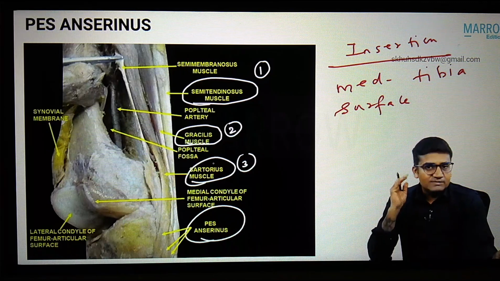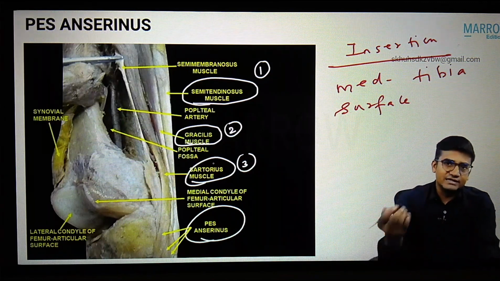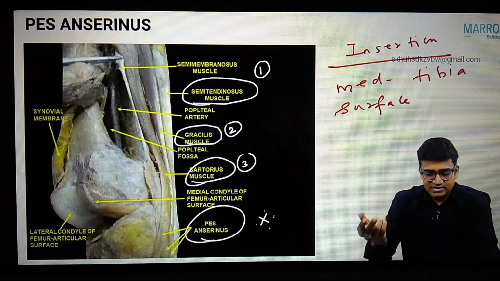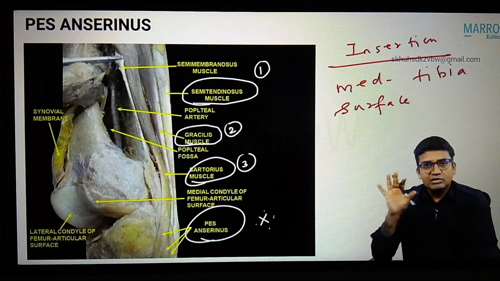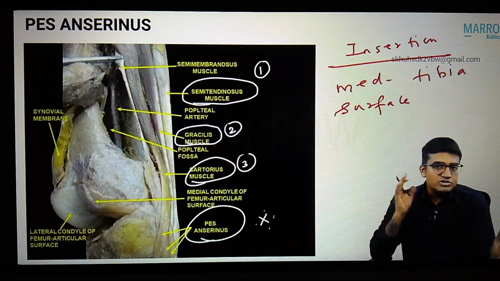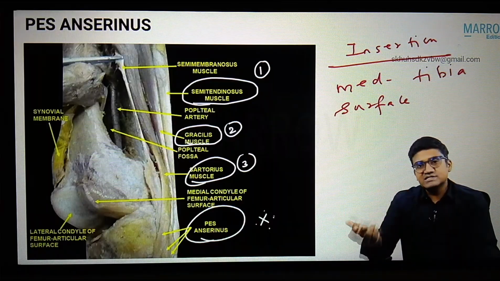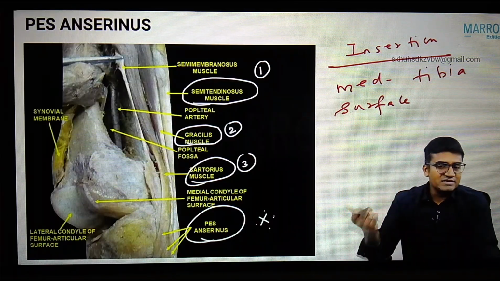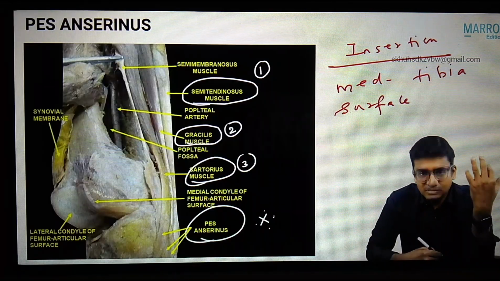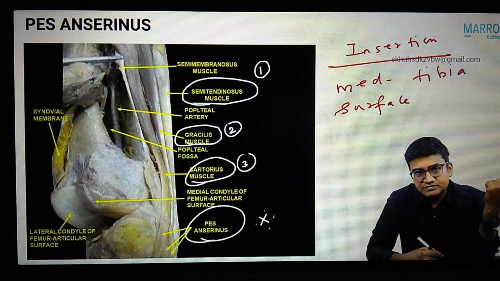Now, the attachment of these three tendons on the tibia looks like a duck's foot. That is why it is called pes anserinus. Pes means foot, anserinus means goose or duck. The attachment of these three muscles on the medial surface of the tibia looks like a duck's foot, so these three muscles form the pes anserinus. So, the pes anserinus is formed by how many muscles? Three muscles. What are those? Sartorius, gracilis, and semitendinosus.